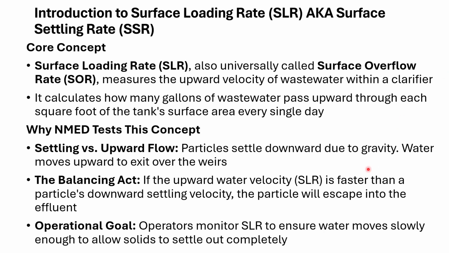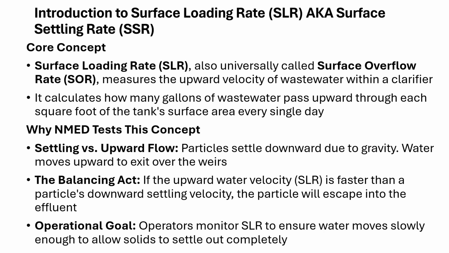And why are we interested in this, or why is NMED interested in making sure operators understand this? Well, recall that particles in a primary clarifier settle down due to gravity, and that water is going to move upward and exit over the weirs. Well, if the upward water velocity is faster than the downward settling velocity of those particles, that sludge or flocculate that's coming down, the particles can be carried over, they can escape into the effluent launder. And again, automatic permit violation, automatic problem with your process down the line.